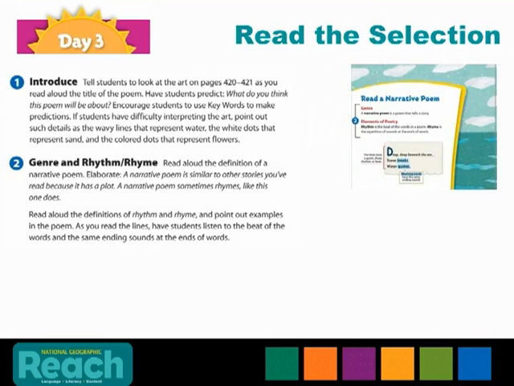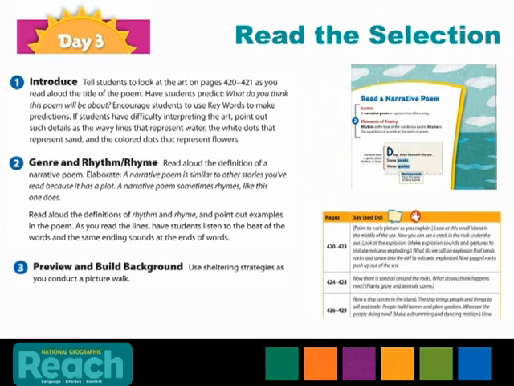Then introduce the students to the genre of the selection and one of the aspects of that genre. For example, here students are working with a narrative poem, so they need to know something about the elements of poetry, including rhythm and rhyme. This information is always presented to the students in their student books, and an example is provided. Finally, you will preview and build background using the say and do sheltering strategies as you conduct a picture walk.